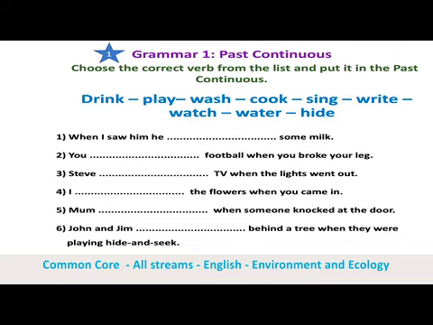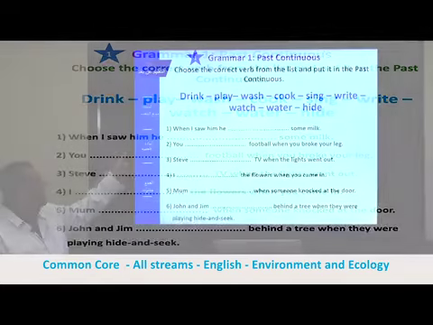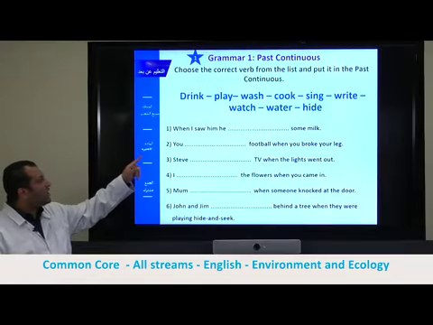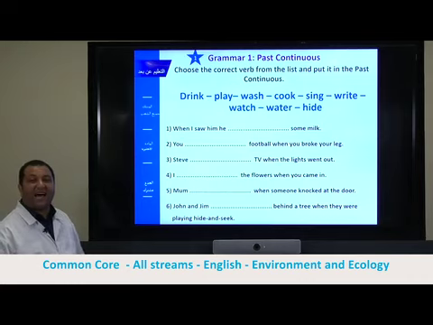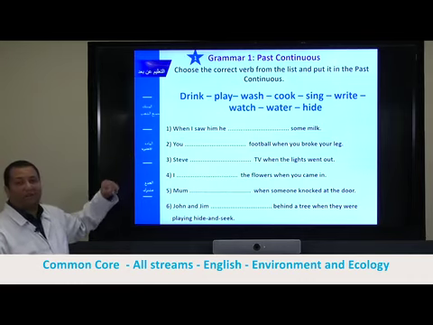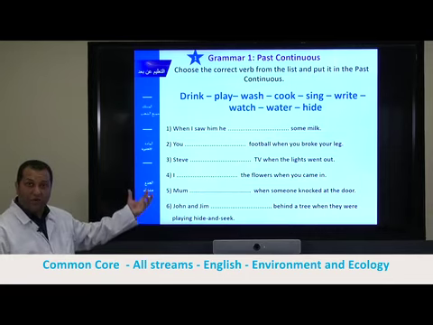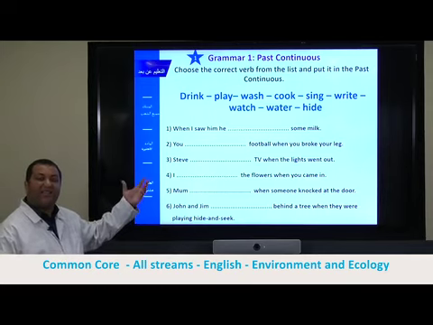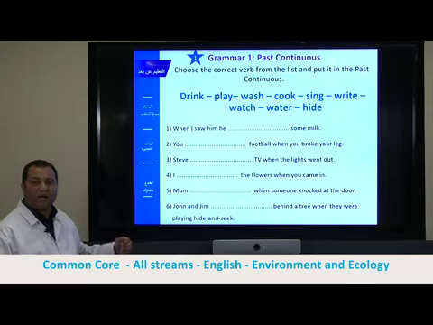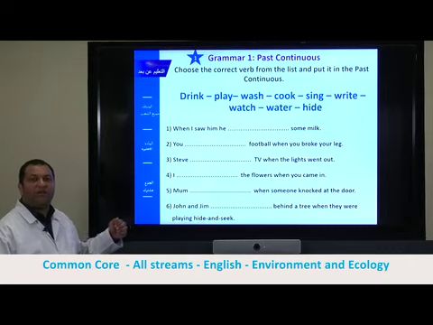Let's deal with exercise number 1. Choose the correct verb from the list and put it in the past continuous. We have the verbs drink, play, wash, cook, sing, write, watch, water, and hide. As you see, this list of verbs contains both forms, regular and irregular. Regular form, the verb plus ed, and the irregular should go back to the irregular verb list.